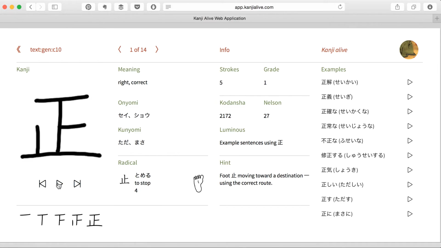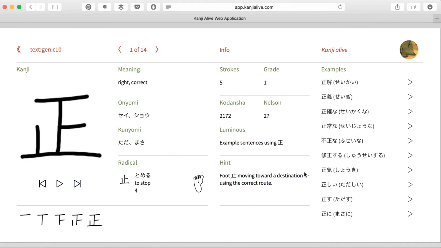The meaning of this kanji is right or correct. The onyomi is sei or sho, and the kunyomi is tada of tadashi or masa of masaru. The radical that we use is the tomeru radical, to stop. So the kanji for stop is everything but that top stroke. Their hint: a foot moving toward a destination using the correct route. Okay.